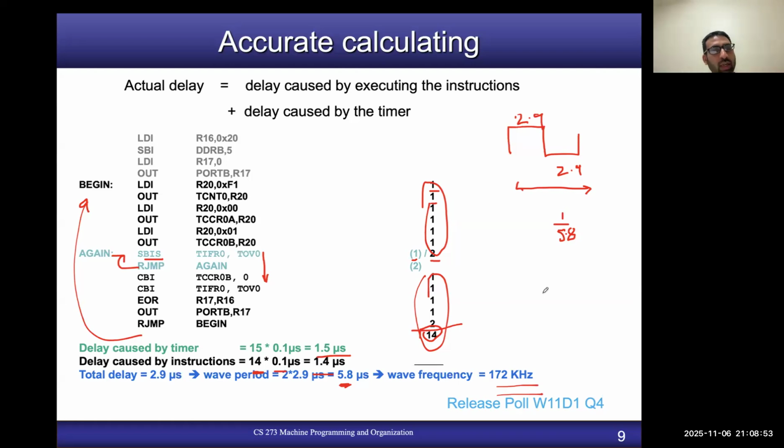So you need to consider the delay only because of the timer. You need to calculate only the delay due to the timer, not due to the instructions. Other instructions, just ignore them.